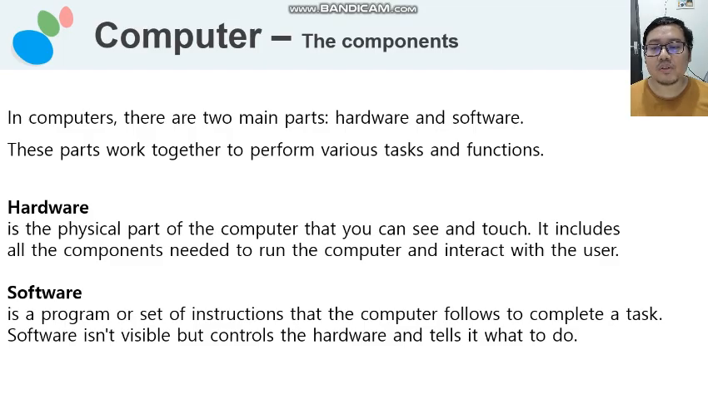The components. In computers, there are two main parts, hardware and software. The hardware is basically the part of the computer that you can see and touch. It includes all the components needed to run the computer and interact with the user. The software is a program or set of instructions that the computer follows to complete a task.